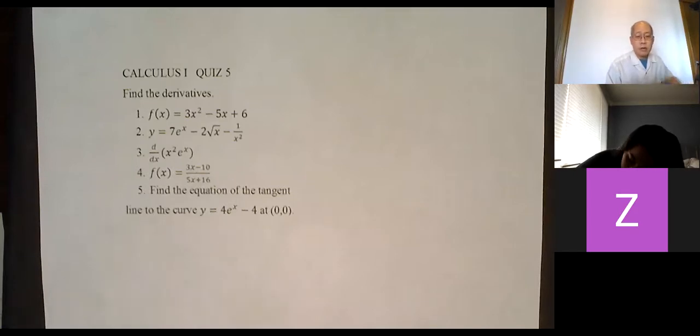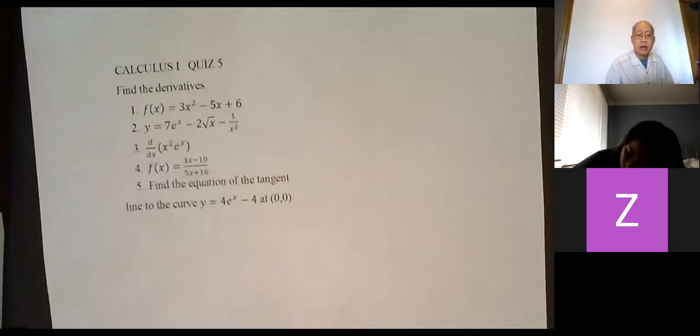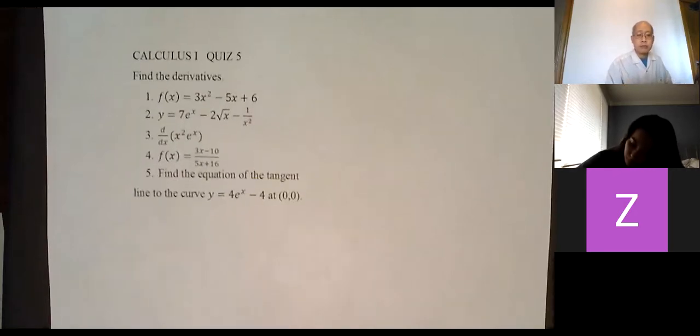And 5 is another one of those, find the equation of the tangent to the curve. So you know what that means, right? Put it into y minus y1 equals m times x minus x1 to give us the best possible point, the origin. Okay, so y equals 4 e to the x minus 4 at the origin 0, 0.